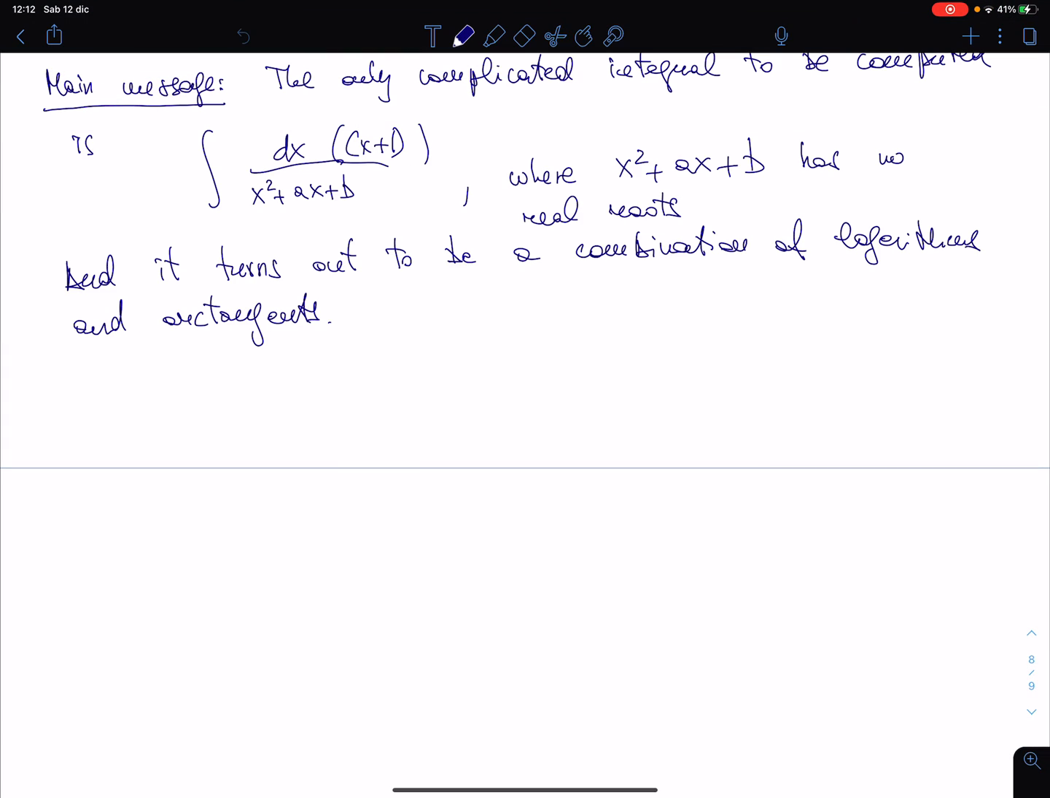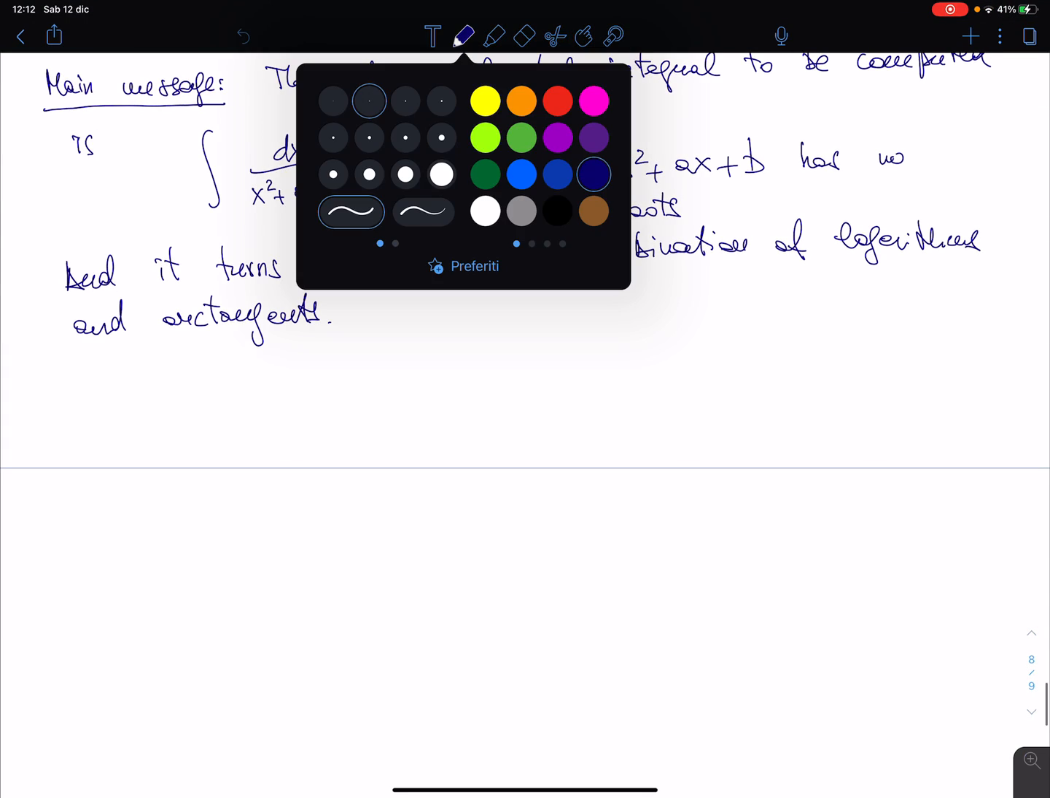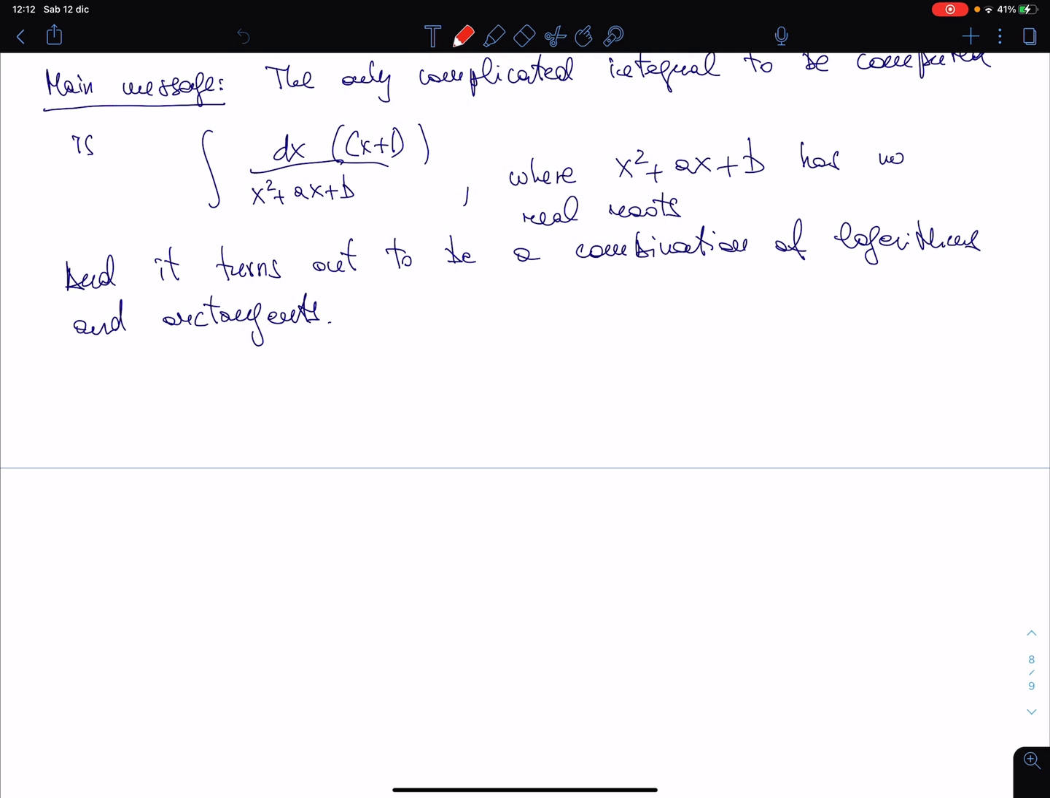Okay, let us go with improper integrals. It is the last part. So what is an improper integral? This is just a short introduction.